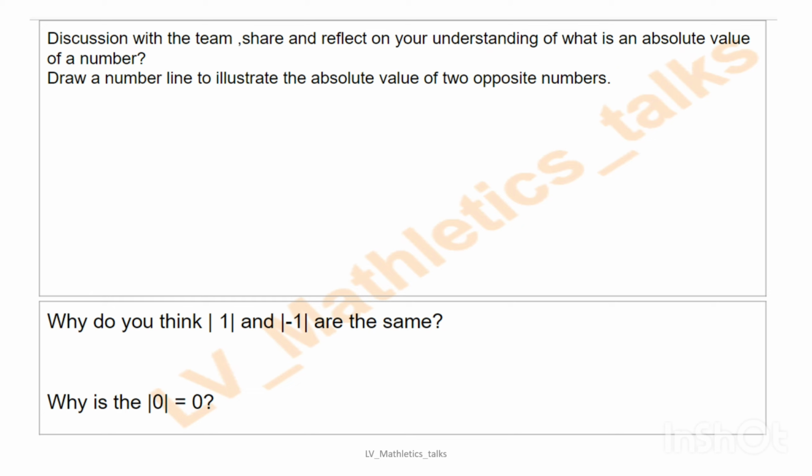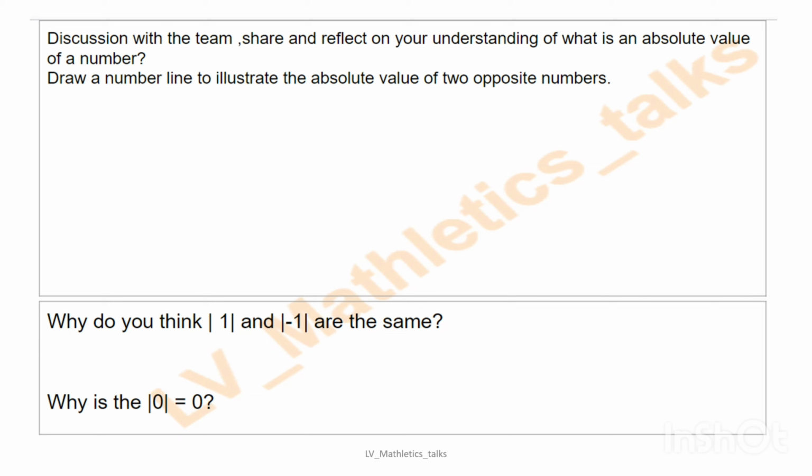Here is an assignment posted for you. You have to discuss with your team. You can also teach your team what you have learned in this video. Share with them and reflect on your understanding of what is an absolute value of a number. So in your explanation, in the process of teaching your peer group, you should also draw a number line to illustrate the absolute value of two opposite numbers and help your peers understand it better.